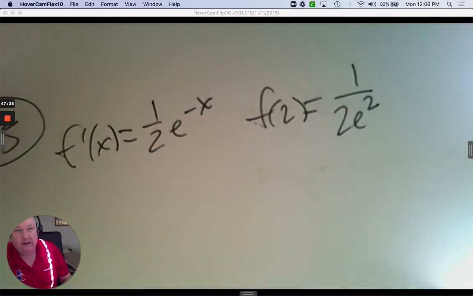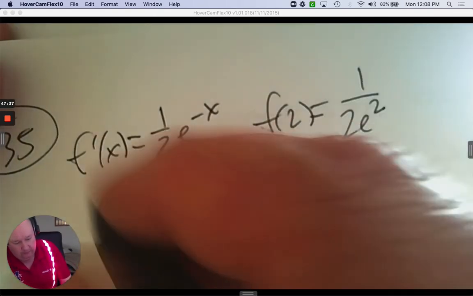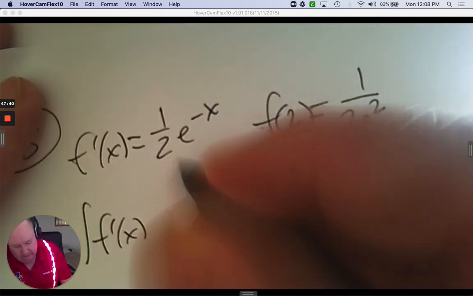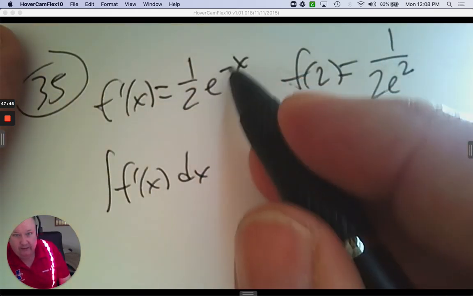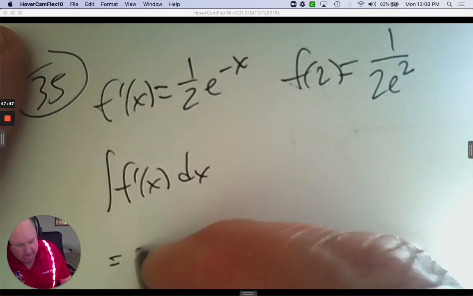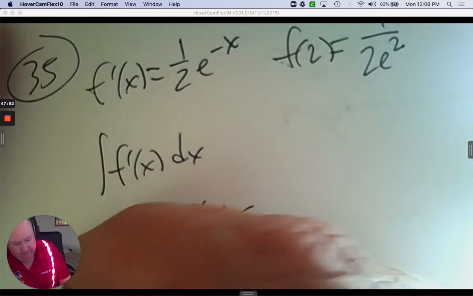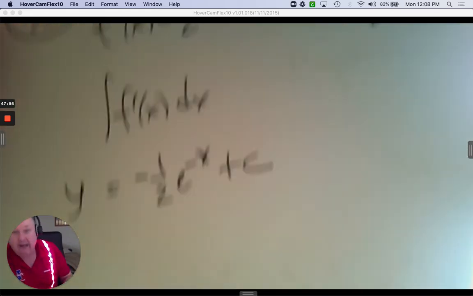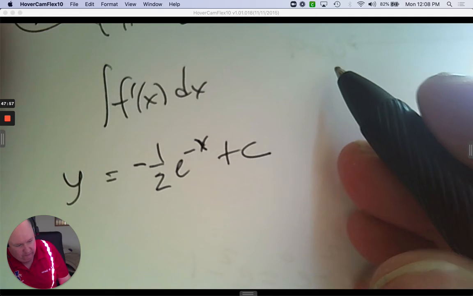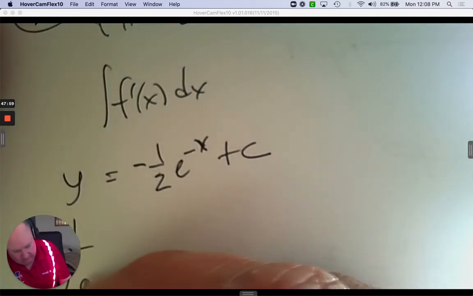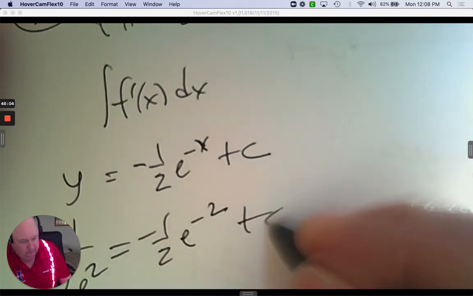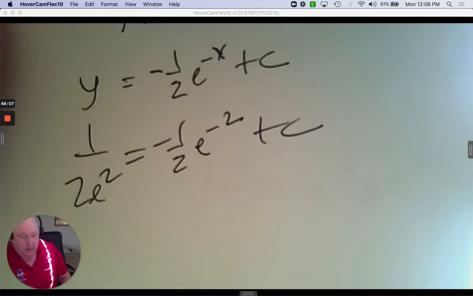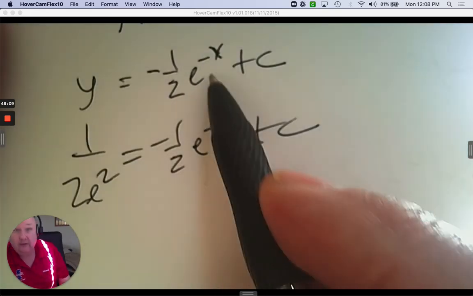And then it says find f at x. So I'm first going to do the antiderivative. To do that, the derivative of negative x, I need negative. So it's going to be negative 1/2 e to the negative x plus c. And then I need to plug in 1 over 2e squared into this.